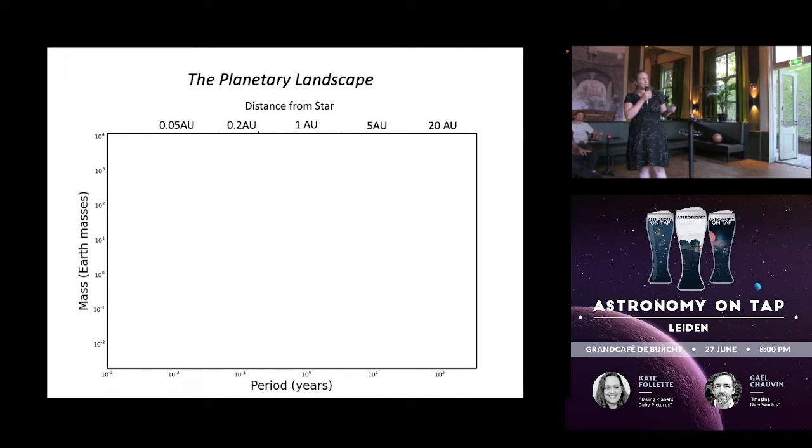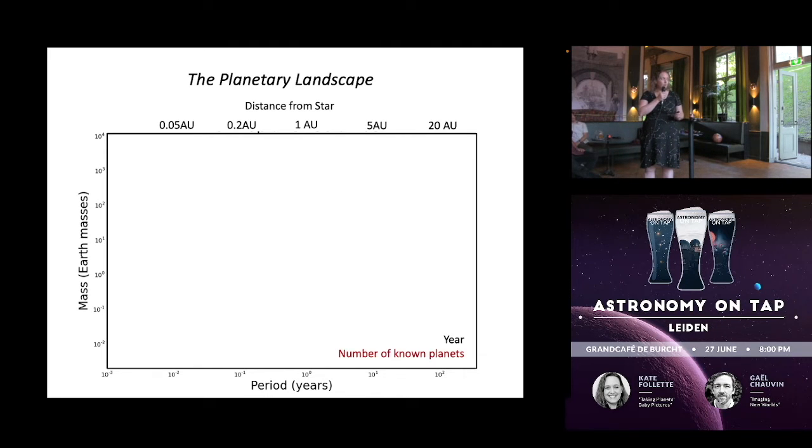This is directly translatable through Kepler's laws to the distance between the planet and the star. So a planet that has an orbital period of 1 year is about 1 astronomical unit, or 1 Earth-Sun distance, away from its star. And then on the y-axis here, I have the mass of the planet in Earth masses. So again, 10 to the 0 is here, so this is about Earth's mass. 10 times, 100 times, 1,000 times, 10,000 times the mass of Earth.